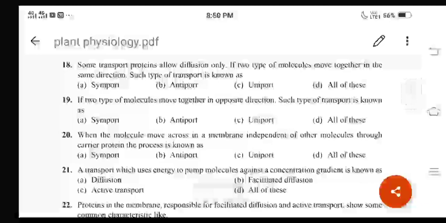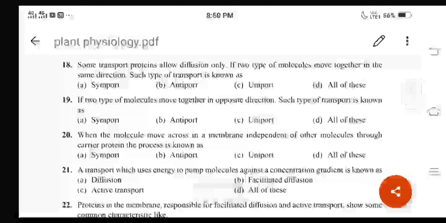Then question number 19. If two types of molecules move together in opposite directions, such a type of transport is known as. For question number 19, we can identify it as antiport. Option B is the right answer.